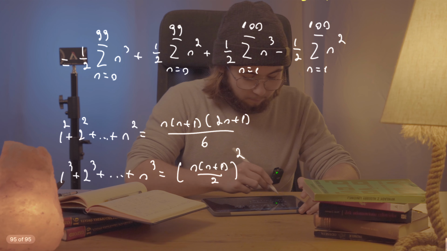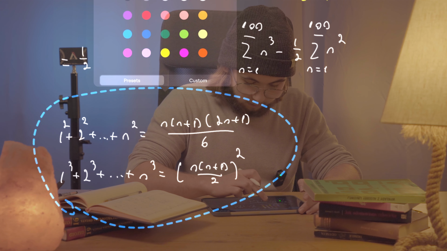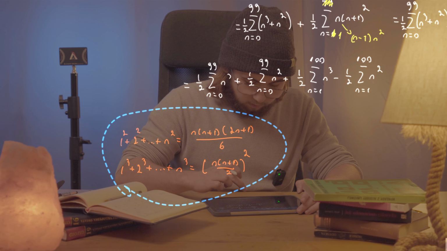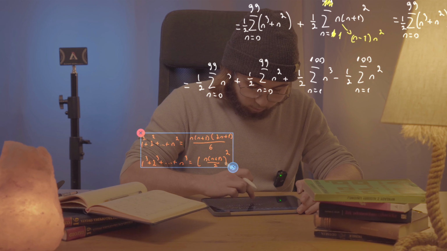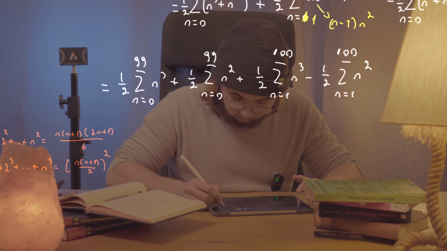Okay, so now that we know those two formulas, let's say I will color them, orange is a nice color. I will resize those and put them right here. And now let's rewrite our sums in terms of that.